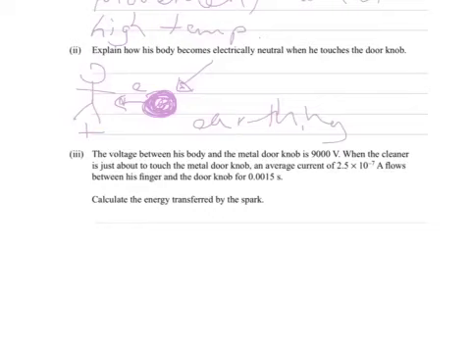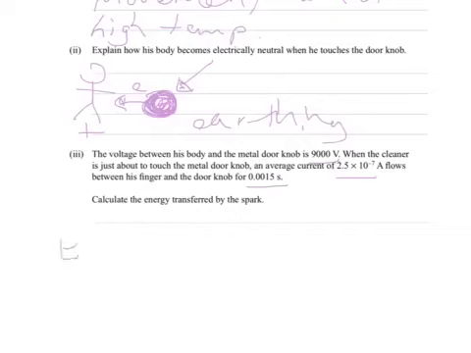Part 3, the voltage between his body and the metal doorknob is 9,000 volts. When the cleaner is just about to touch the metal doorknob, an average current of 2.5 times 10 to the minus 7 amps flows. That's a very small current. High voltage, small current. Between his finger and the doorknob for a time of 0.0015 seconds. Calculate the energy transferred by the spark.